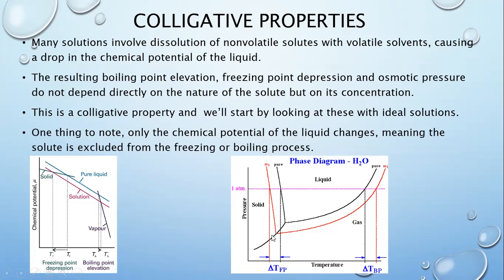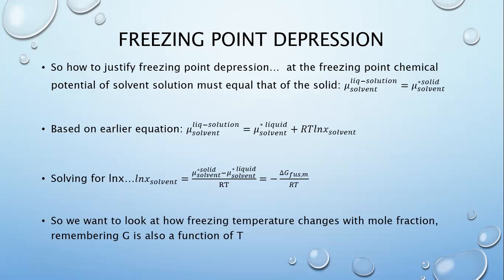So we're just essentially moving all these lines over because of how they're changing. One thing to note: the chemical potential of the liquid changes, meaning only the chemical potential of the liquid changes. We're going to exclude the solute from the freezing and boiling process. So we're not looking at the boiling of the solute or the freezing of the solute. We're looking at how the solution or the solvent changes.